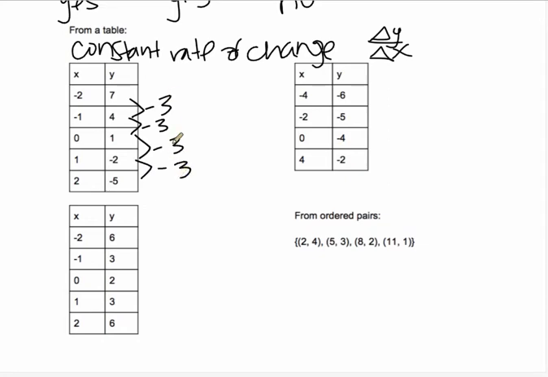So this looks like it's a constant rate, but in order to really determine that, we have to make sure the x's are also going by the same pattern. Not necessarily negative 3, but that it's consistent. So this is plus 1, plus 1, plus 1, and plus 1. So the rate of change here is negative 3 over 1. And it's consistent all the time. So that is a linear function.